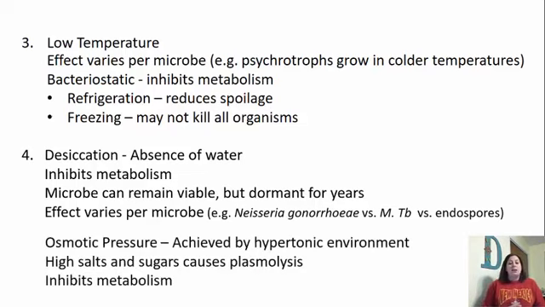We also then see osmotic pressure changes. This is achieved by hypertonic environments. This could be with high salts and sugars. This causes plasmolysis. This is used a lot of times when we talk about canning or preserving foods. With salts, it would be more for meats. When we look at sugars, that's more for your fruits.